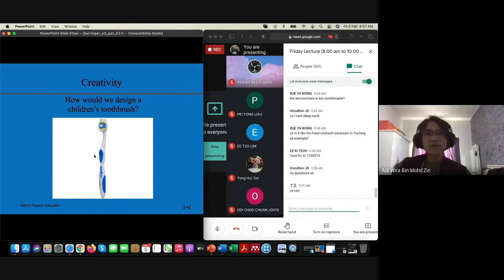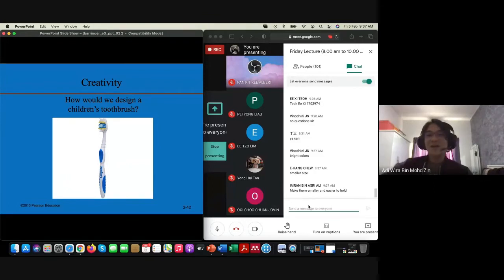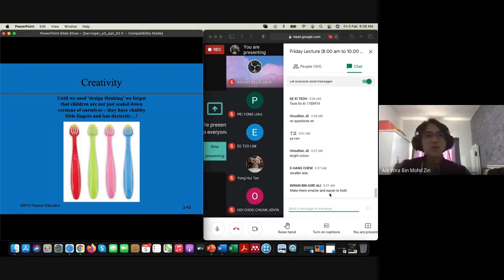So take a look at this. You can see this, right? This is a children's toothbrush. How would we design a children's toothbrush? Anyone can give the answers in the chat box. How can we design a children's toothbrush? Is the children's version the smallest version of an adult's? Ihan says smaller size. Imran says make it smaller and easier to hold. So let's take a look, as we use design thinking. That's what it requires.